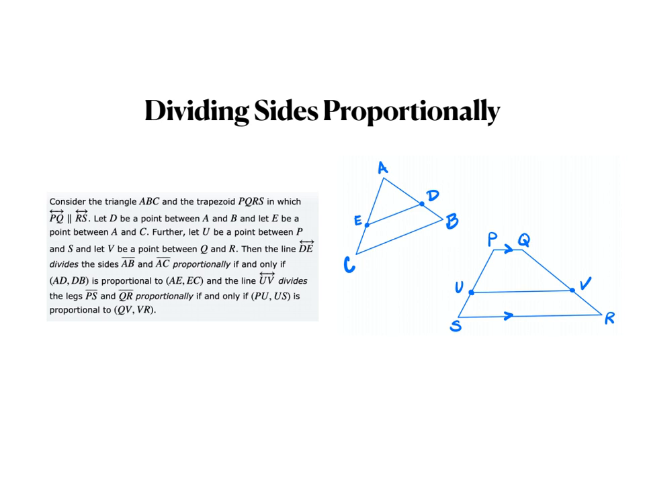We can also talk about the legs of this trapezoid being divided proportionally if the ordered pair PU, comma US is proportional to QV, comma VR. So top, comma bottom is proportional to top, comma bottom. Same kind of idea over here. Top, comma bottom is proportional to top, comma bottom. So if I say a segment divides the sides proportionally, that's what I mean.